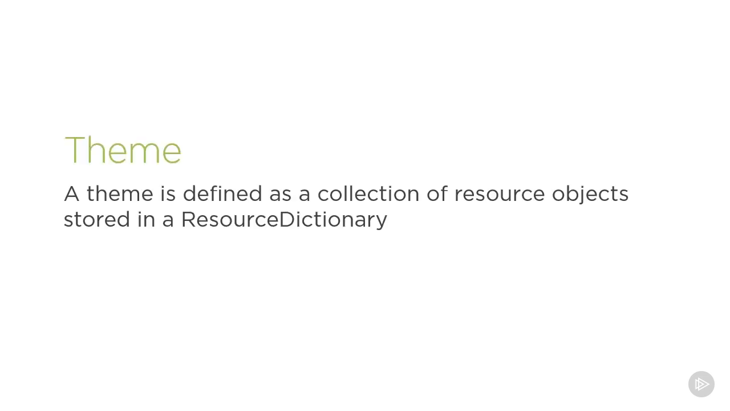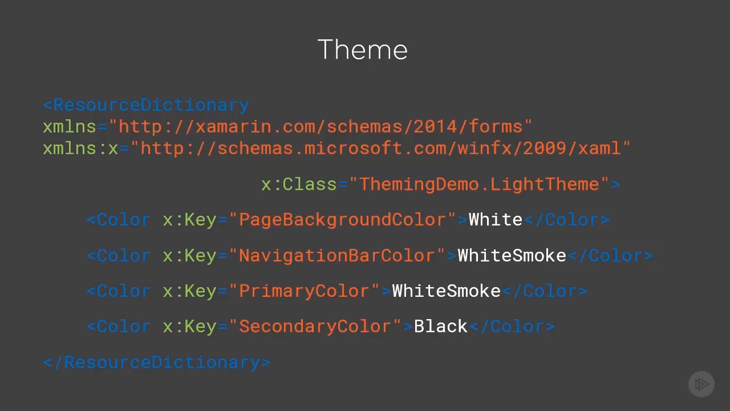A theme is defined as a collection of resource objects stored in a resource dictionary. Let's take a look at two different themes that can be used across an application. This would be a light theme. We define page, background color, navigation bar color, primary color, and secondary color in this dictionary. We define the same in a dark theme and can now share the dark theme and the light theme across applications, and even update an application theme during runtime. In the next section, we will demo creating a control and creating a theme.